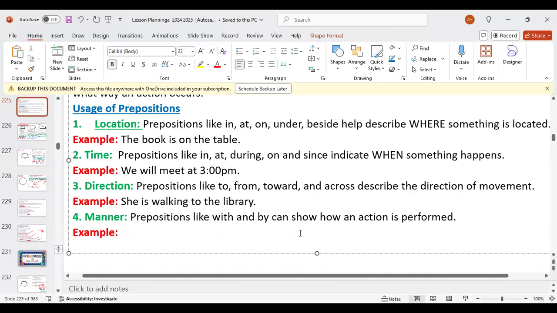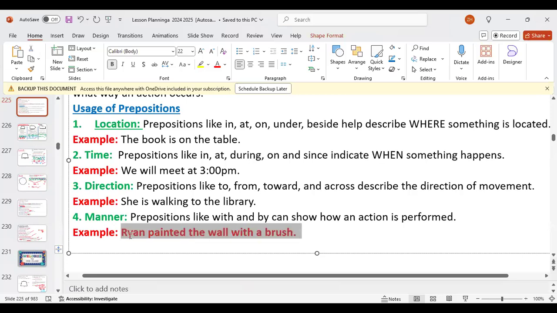Okay, now we have the one on manner. So manner is in what way? Prepositions like with and by can show how an action is performed. So Ryan painted the wall. How did he paint the wall? Well, he painted it with a paintbrush. Yes. So that's prepositions.